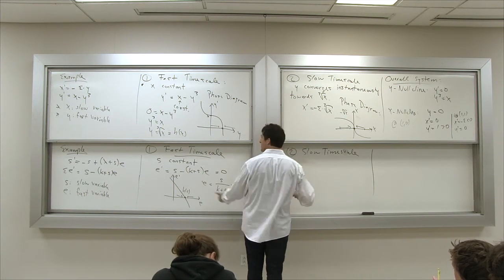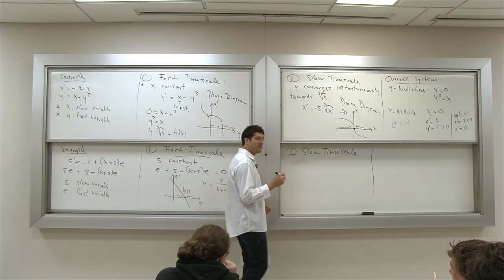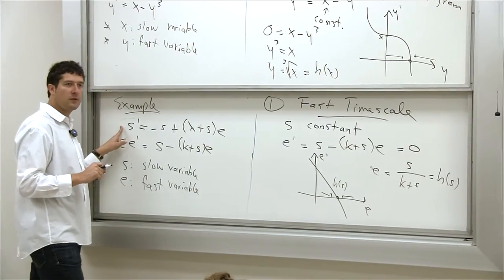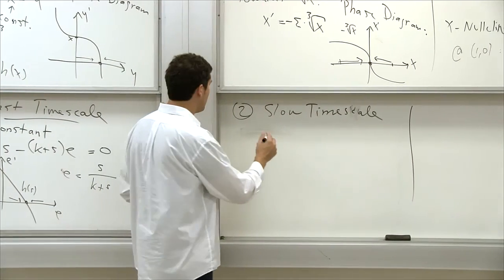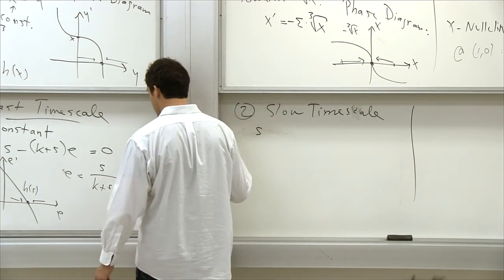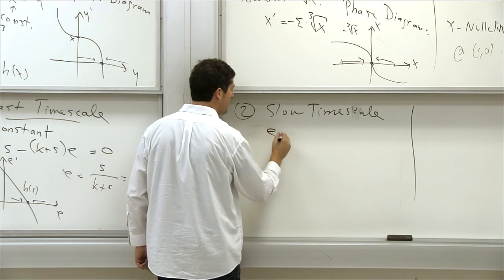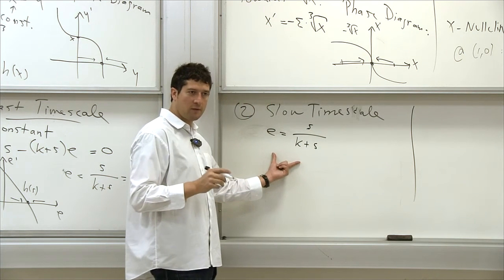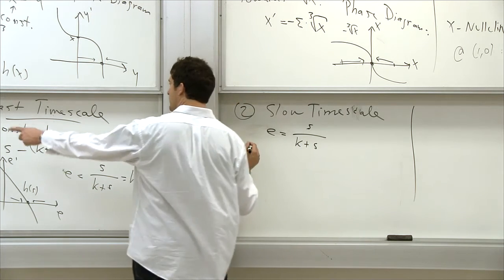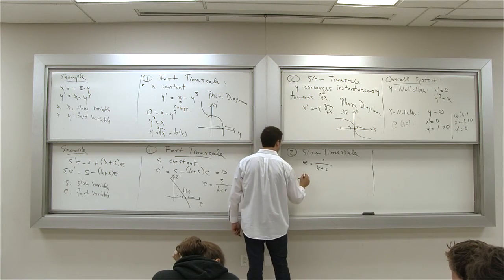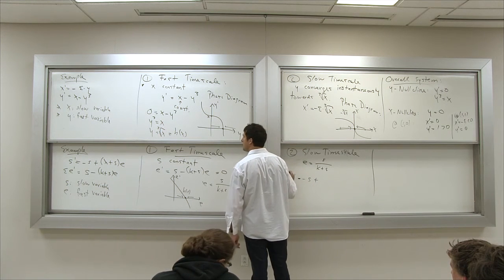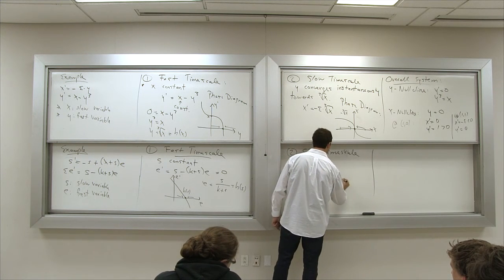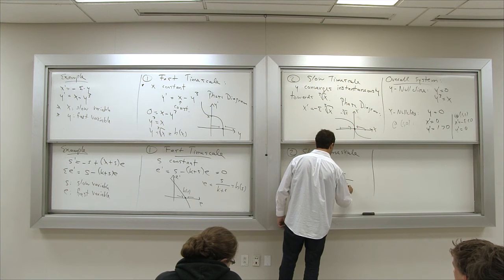We've written this several times already. So now we've got the dynamics of this variable, and we're going to study the dynamics of this variable over here. So we said E is equal to S over K plus S, and we assume that this convergence is instantaneous. And now we have the system S prime equals minus S plus lambda plus S times S over K plus S.